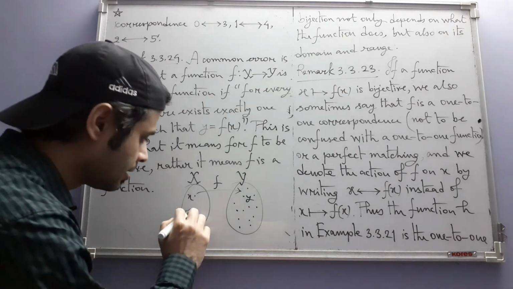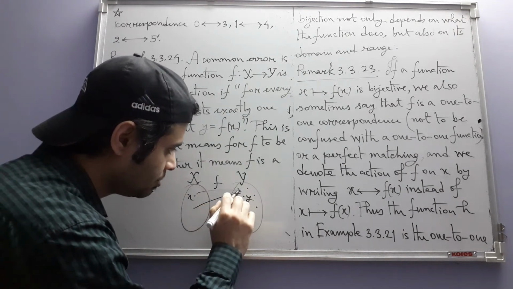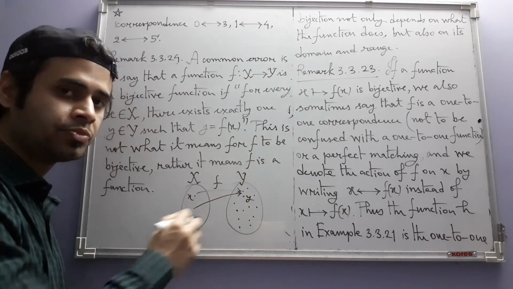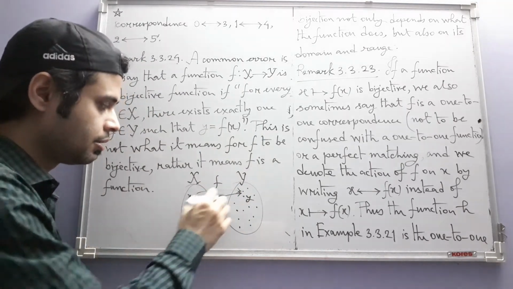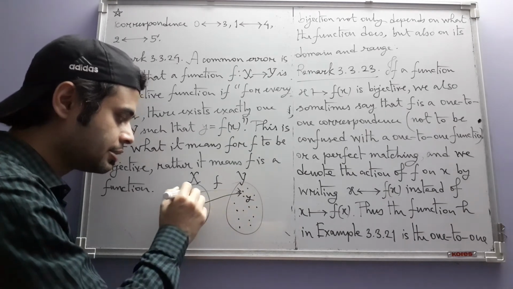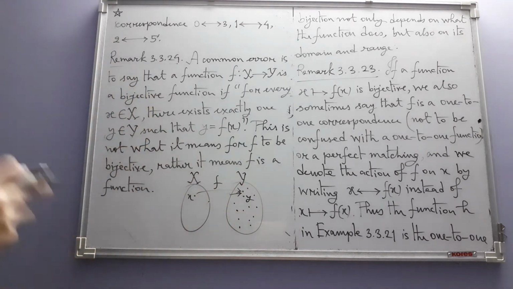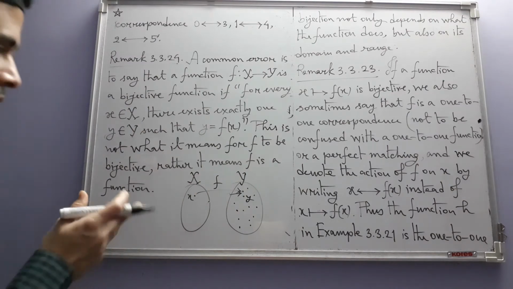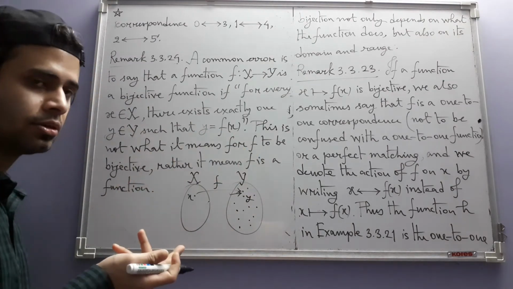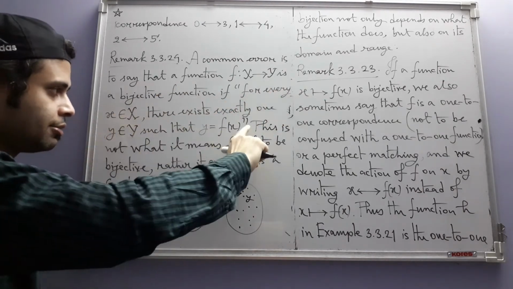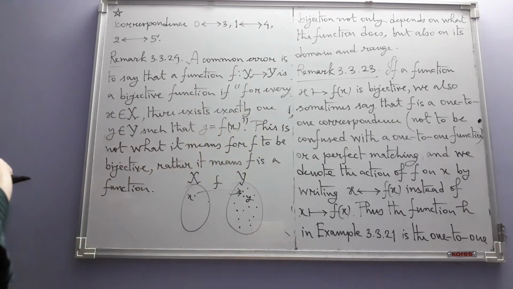So that means I will never have a situation like this where a single y is associated to more than one x, because for that y there is exactly one x. So that makes the function f injective or one-to-one. So that's how this becomes a bijection. But in this fashion, this is not the definition of a bijection, it's just the definition of a function.